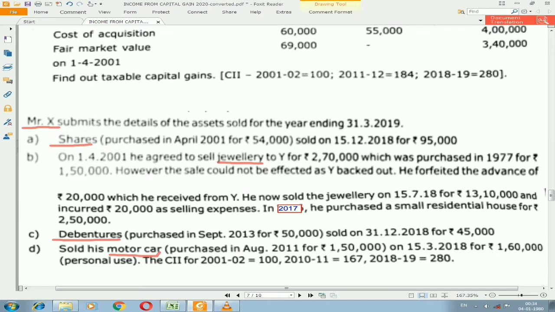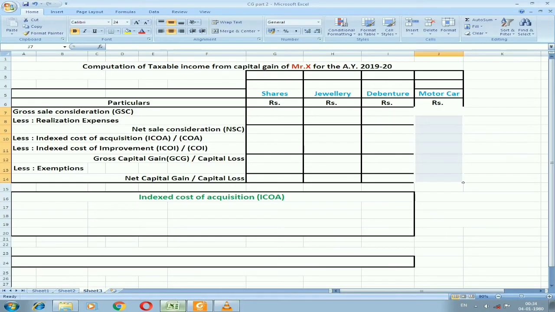After that we need to make that entire column as exempted asset. So the first asset will come because it is shares, then the second asset will also come, even though the jewellery is used for personal use. Debentures also will come, and the last one you can see they have also mentioned his motor car. If it is used for personal use, then it will be exempted, because motor car is a movable property which is used for personal use. We are not supposed to take it. So let us put that entire column as exempted. Then you can see I have made a heading, then 4 columns for 4 assets, and the last column will be exempted because it is movable property used for personal use.